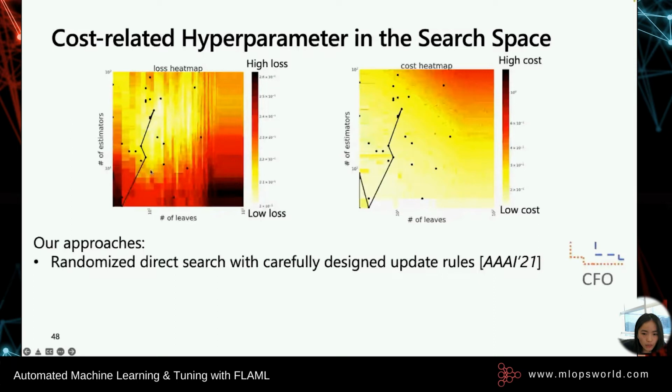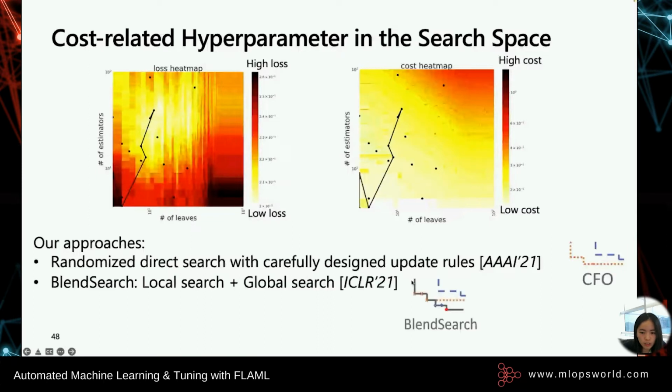So this trajectory on these two heat maps shows that we can indeed navigate the points with low loss, and at the same time, we can avoid the high computation cost region. This method is by nature a local search method. In a follow-up work, we further combined this local search method with a global search, such that we do not get stuck in a local optimum in case of complex search space.